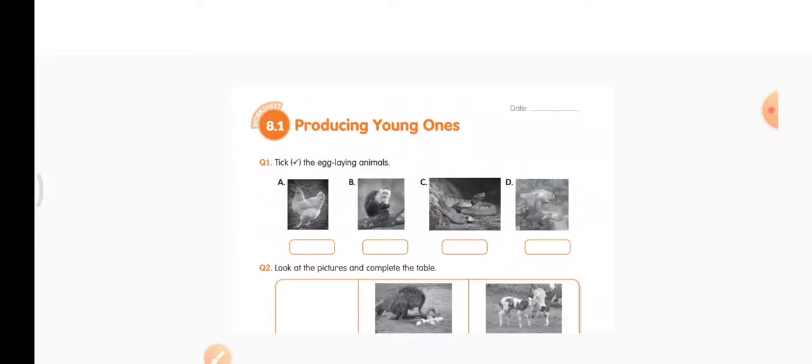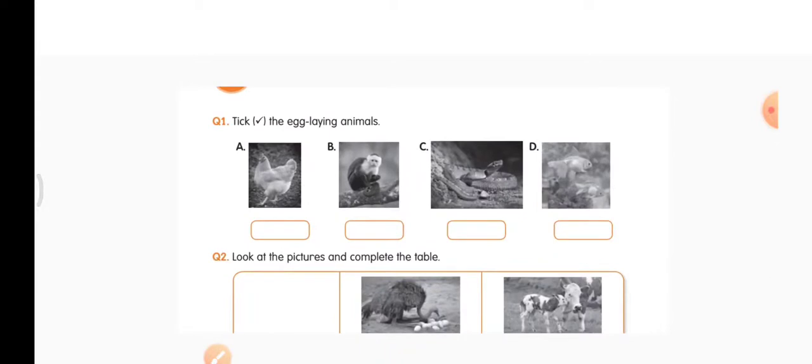Then, the second picture is a monkey, I think. So, does a monkey lay egg? No. So, you are not going to tick it. Just leave it like that. C, that is a snake. Yes, it lays eggs. It is an egg laying animal. So, put a tick in the box C. D, that is, what is that, fish? Yes, it is an egg laying animal. Put a tick to fish.